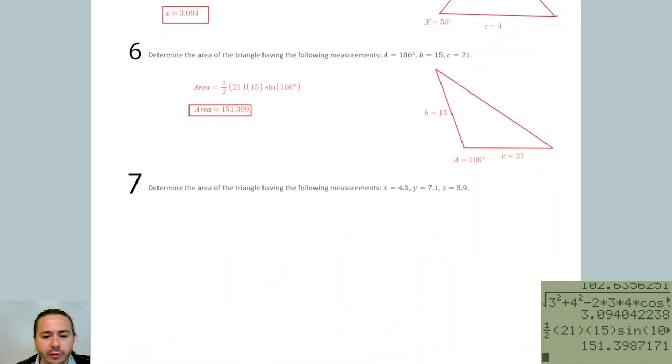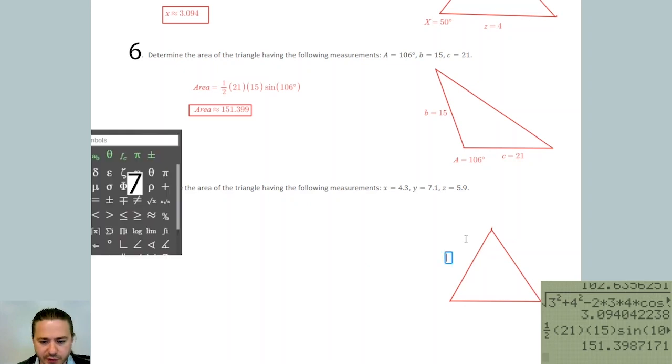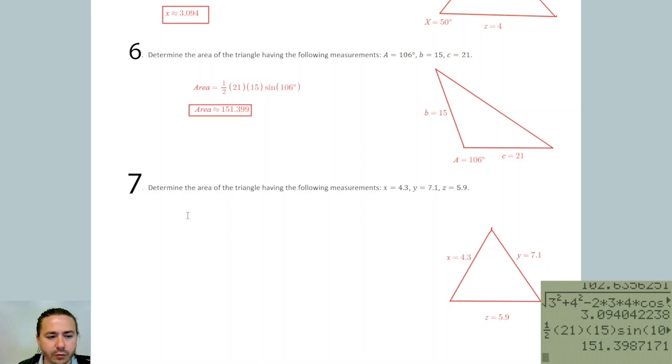Finding area again, but we got a side scenario. Okay, should not be equilateral. Side lengths are approximately, they're pretty close, but the longest one here should be y, 7.1, and then finally z is 5.9. So we're looking for the area. This is going to be one where we use Heron's formula. Again, that'll be given to you.